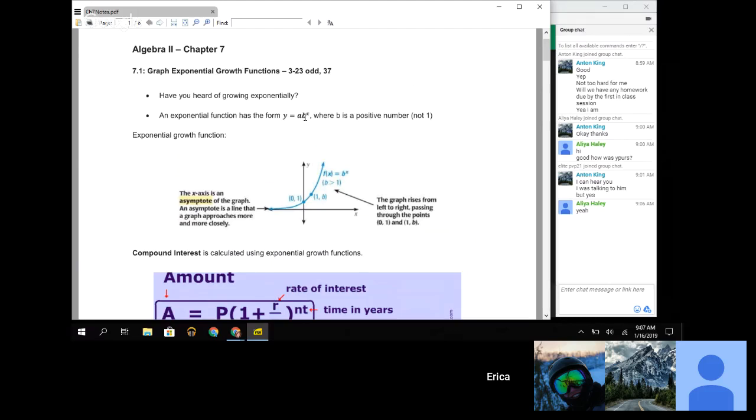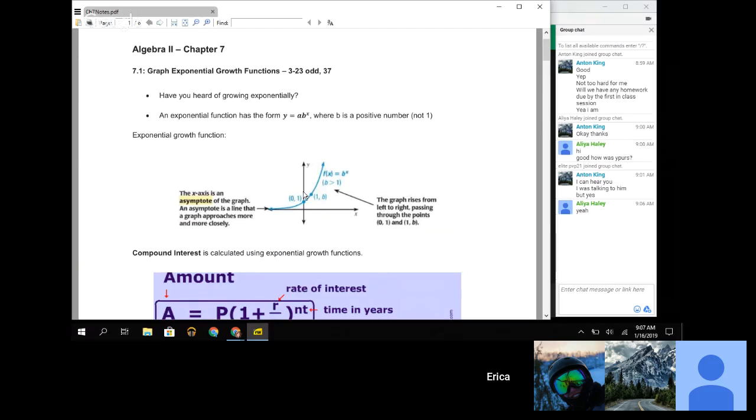B is a positive number and it's not 1. Why can't it be 1? Because if it was 1, then we don't really get an exponential function. Specifically, this is for an exponential growth function that we're talking about right now. In the next section, we'll talk about exponential decay.